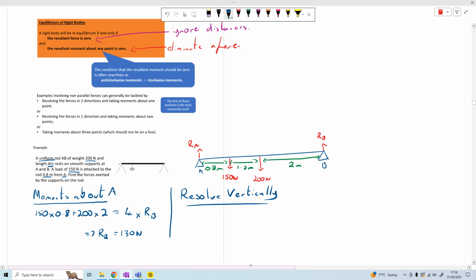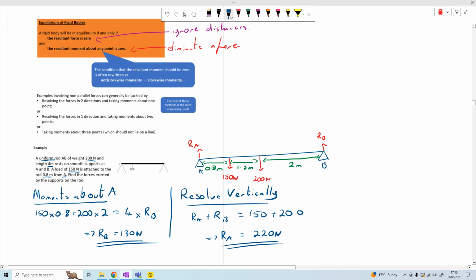I'm going to resolve vertically. That means everything going up, so RA plus RB equals everything going down, so 150 and the 200. Again, I know what RB is, so I can sub it in and work out what RA is, which gives me 220 newtons. And there are my two forces.